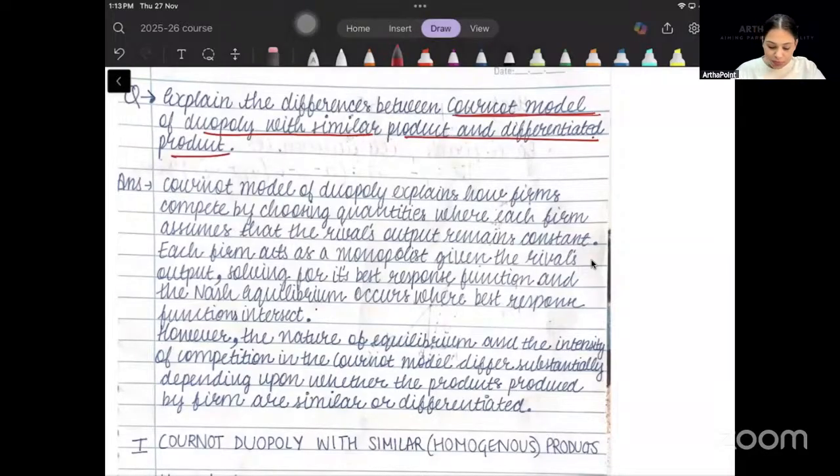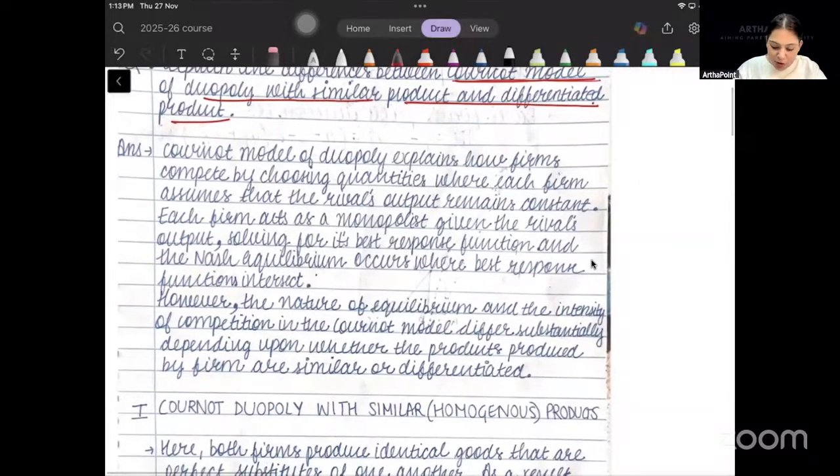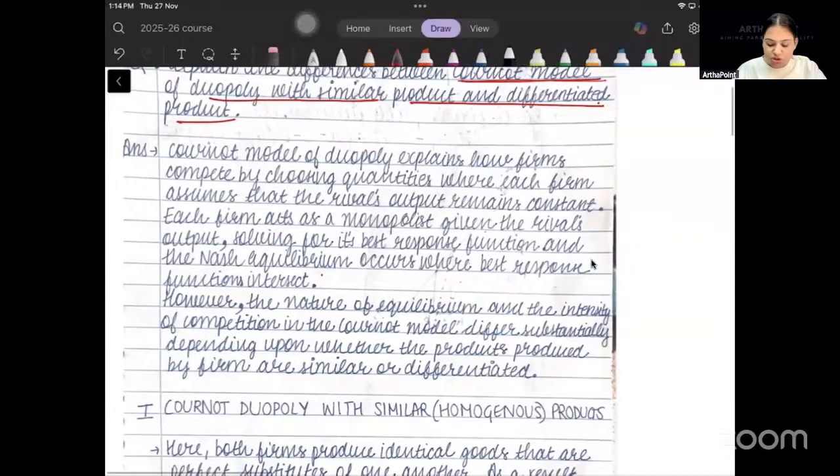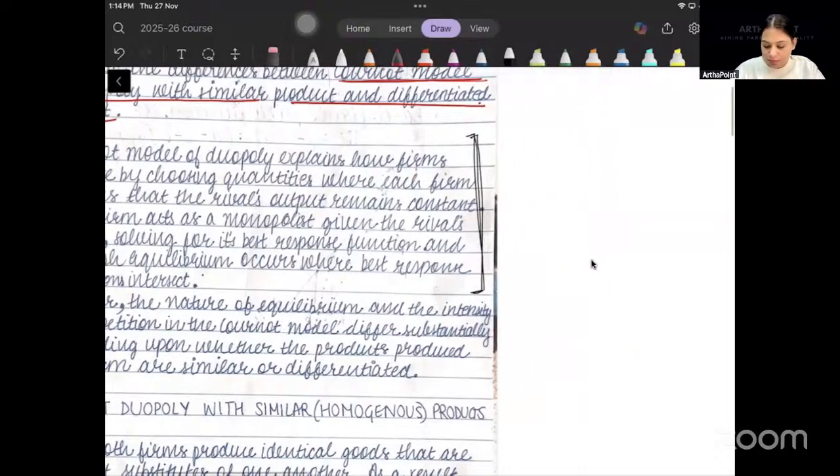Cournot model of duopoly explains how firms compete by choosing quantities, where each firm assumes that the rival's output remains constant. Each firm acts as monopolist given the rival's output, solving for its best response function, and Nash equilibrium occurs where best response functions intersect. So first of all, this long story is not required.